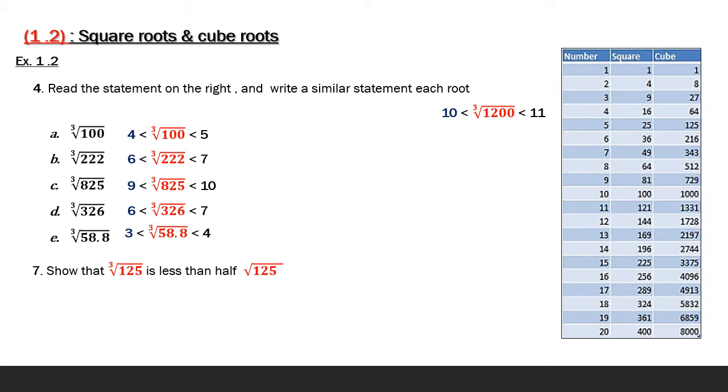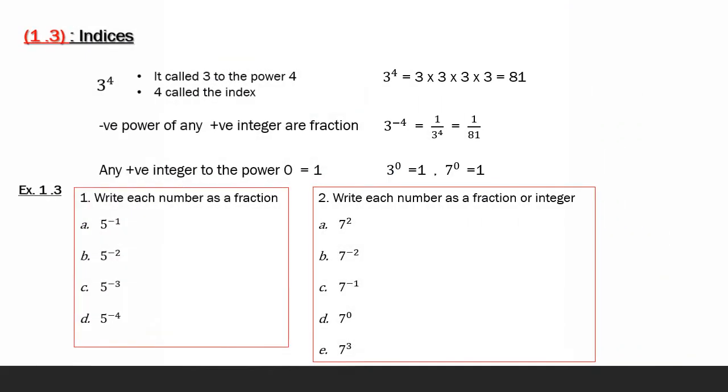So the square root of 125 is more than 11. If we look at the cube root of 125, it's 5. So the result is the cube root of 125 equals 5, while the square root of 125 is more than 11. So it's more than half, less than half, or more than double. Next lesson, which is indices.